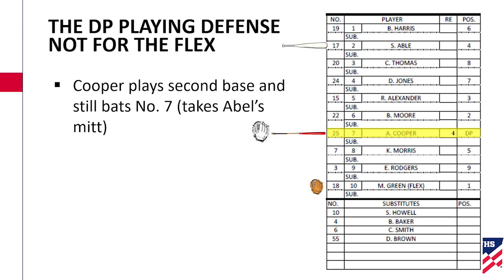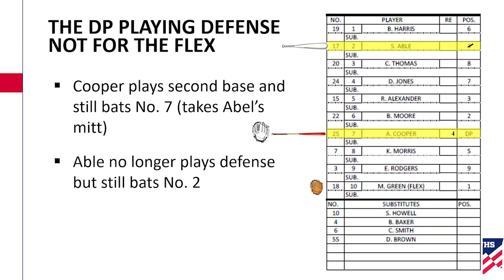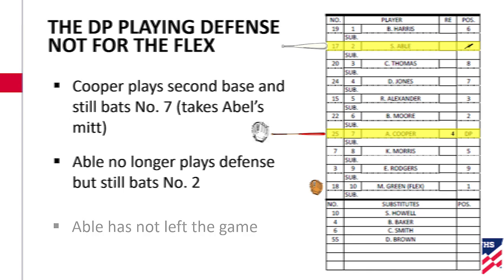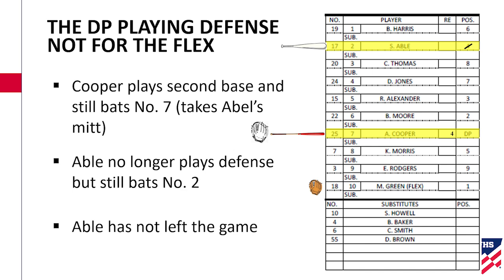So here's the other thing a DP can do. DP can play defense for anybody other than the flex and nobody leaves the game. So in this situation, going back to the standard player who has a mitt and a bat, at this point, Cooper, who's our DP, is going to go in and play defense for Abel. So Abel still has their bat. They've still got a job. They haven't left the game. They just simply let them go use their mitt, so to speak, not necessarily physically. Okay? Again, Abel's not left the game. They're still going to bat in the second position. So again, kind of showing that they've still got a job, they've still got a bat, they've still got something to do. That's why they haven't left the game.